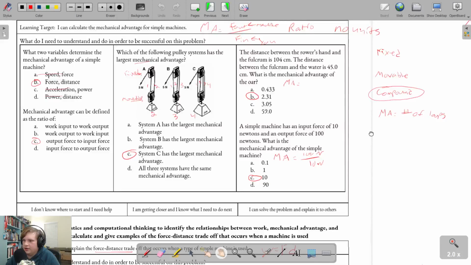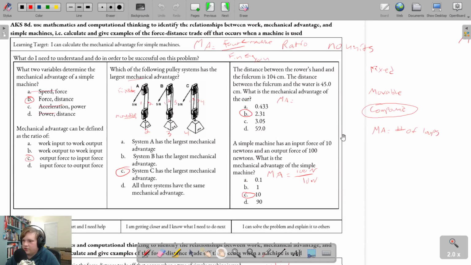The other thing you can do is memorize all the different equations that we had for it, or you can do the distance of the effort over the distance of the resistance, and you can find that. Okay, and then over here you have to know the force distance trade-off, right? You increase the distance to limit the amount of force you have to put in. The less force you have to put in, the easier it is.